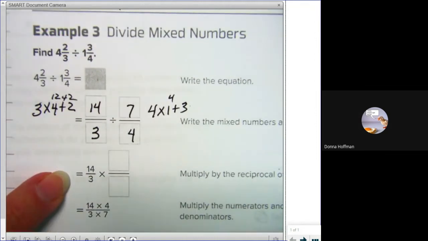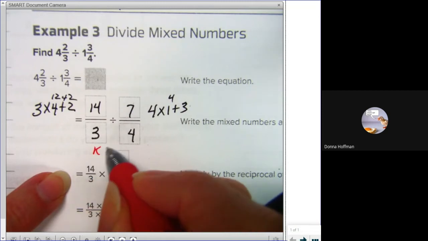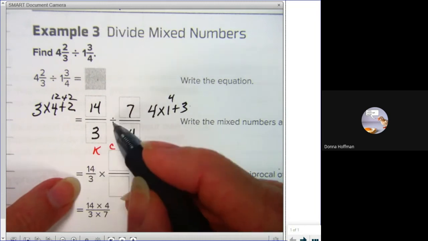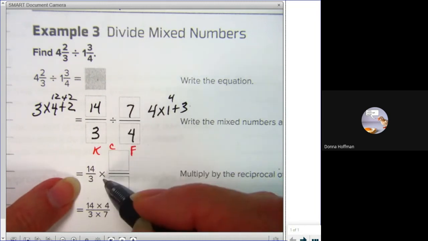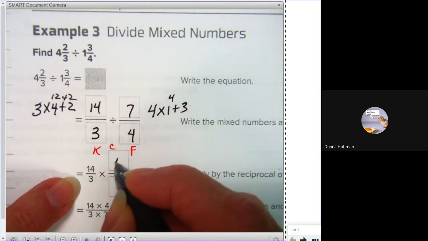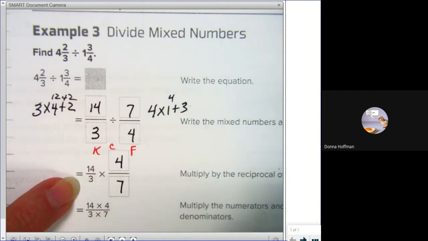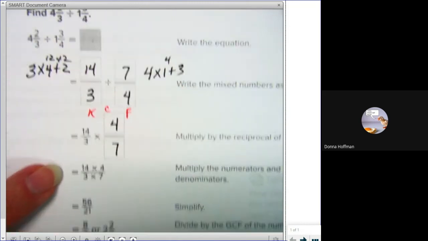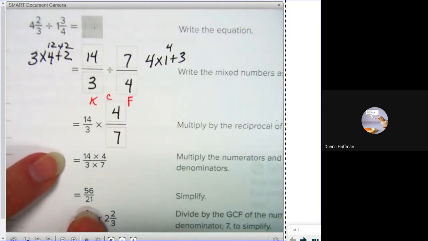This is where we get into keep, change, flip. We keep the first fraction, change from division to multiplication, and then I'm going to flip my divisor to be the reciprocal, 4/7. Again, this is where they do not do cross reduction. I am very disappointed in this book. And look at this number they get, 56/21. Do you really want that? I don't want that.